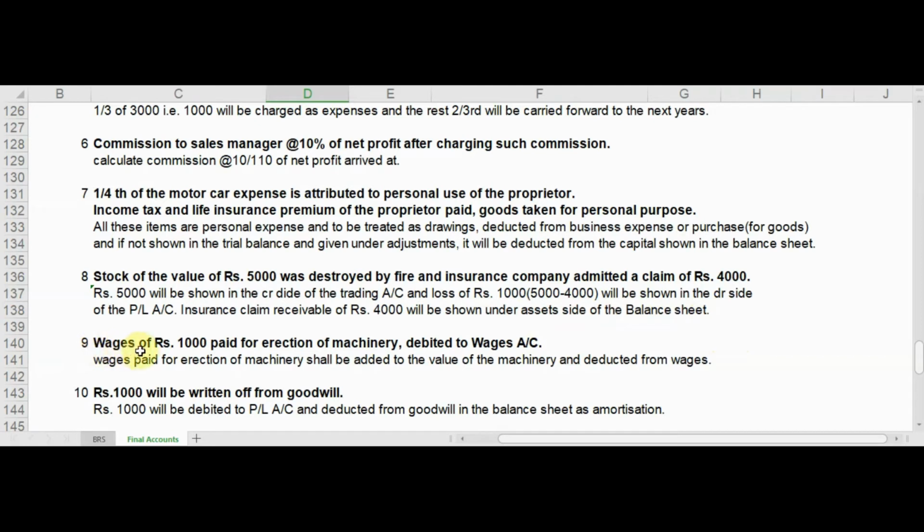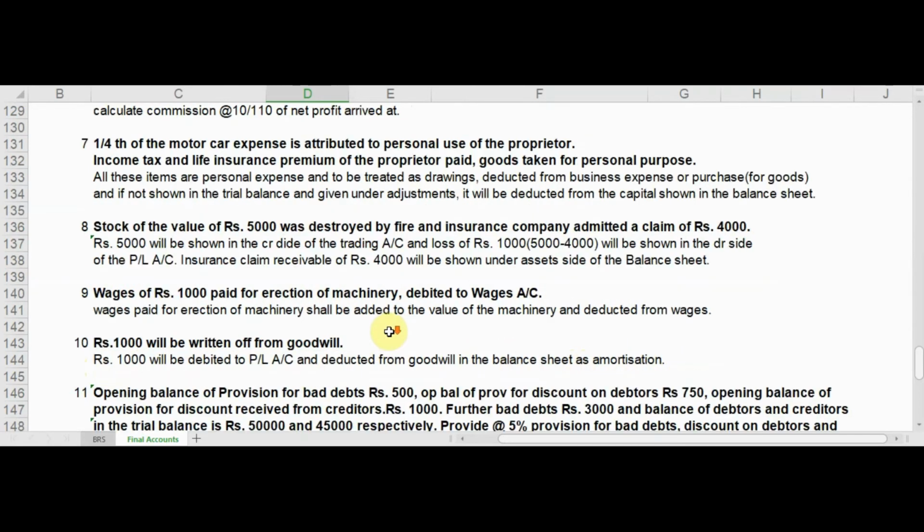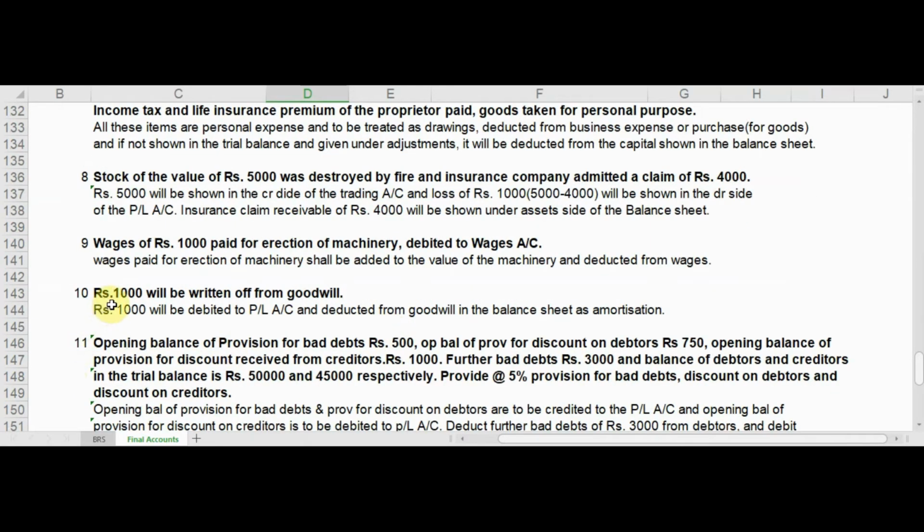Next, wages of rupees 1,000 paid for erection of machinery debited to wages account. Now, if any capital asset is installed, installation expense of the capital asset is added to the value of the capital asset. So the wages paid for erection of machinery shall be added to the value of the machinery and deducted from wages. Next, rupees 1,000 will be written off from goodwill. How will it be done? Rupees 1,000 will be debited to PL account and will be deducted from the goodwill in the balance sheet as amortization of goodwill.